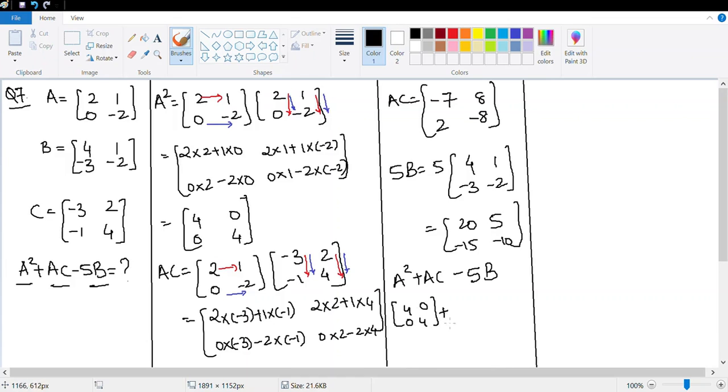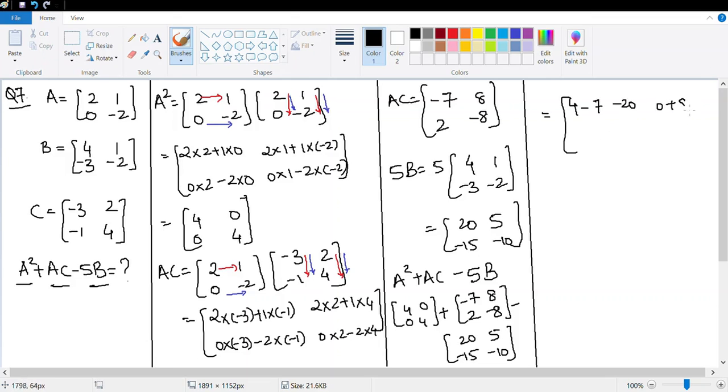4, 0, 0, 4 plus AC. AC, the final was negative 7, 8, 2, negative 8 minus 20, negative 15, 5, negative 10. So then this will be 4 minus 7 minus 20. That's the first term. And then the second term will be 0 plus 8 minus 5. The third term will be 0 plus 2 plus 15. I hope you remember we add corresponding elements.